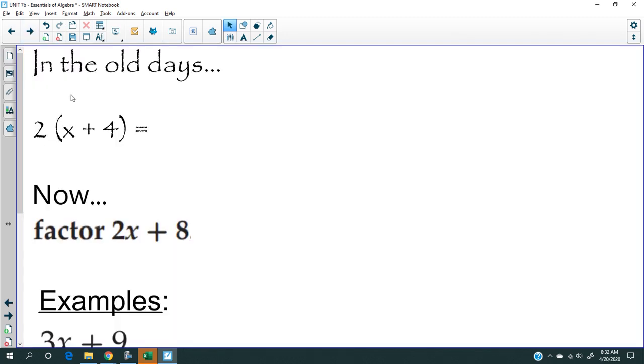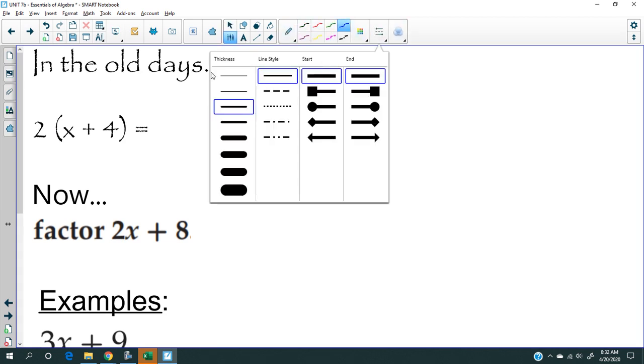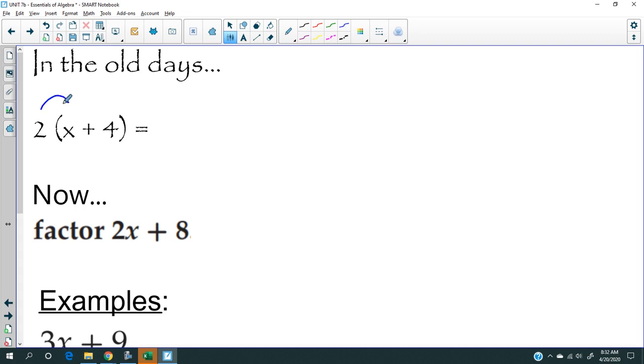In the old days, meaning last week, we were doing the distributive property. Meaning we're going to take 2 times x is 2x, plus 2 times 4 is 8. Nothing crazy there, completely old stuff. So now we're going to do the opposite. I'm asking you to turn this back to this. So the question is, how do you do it?